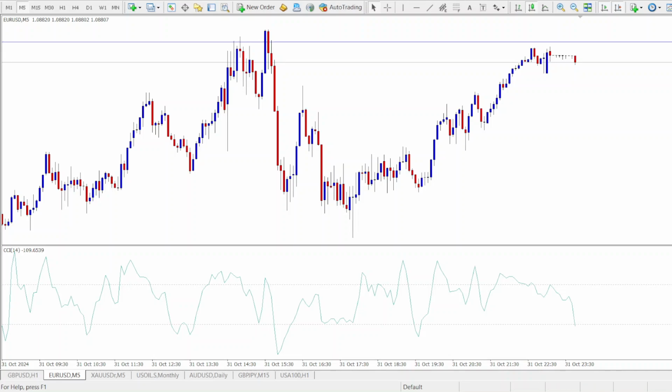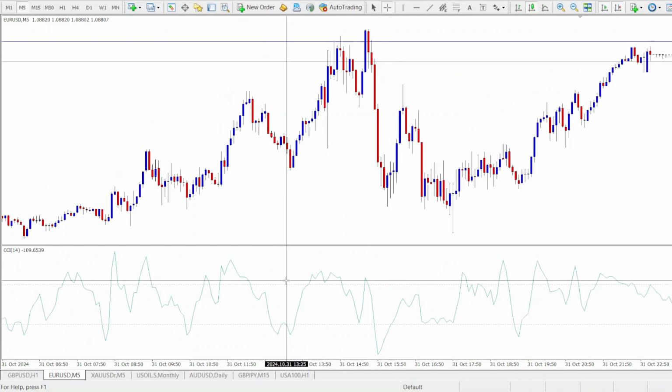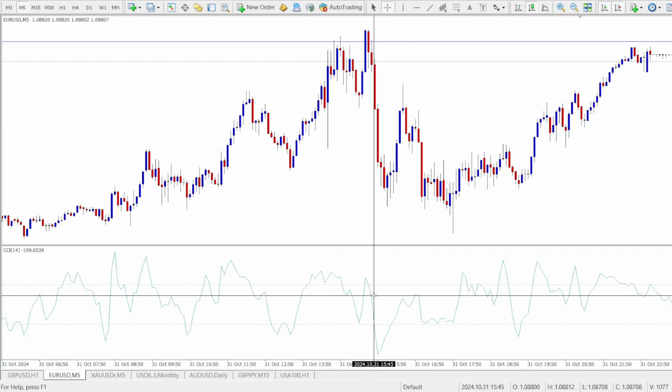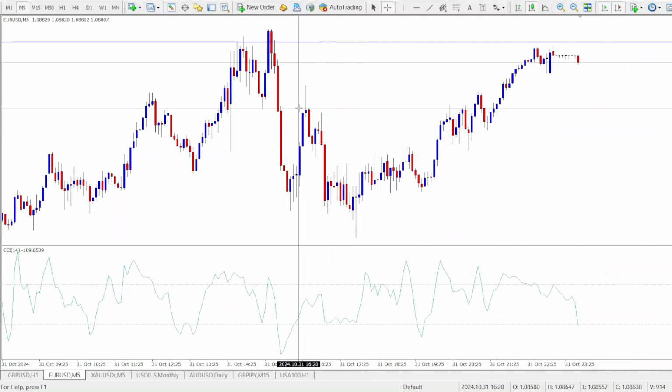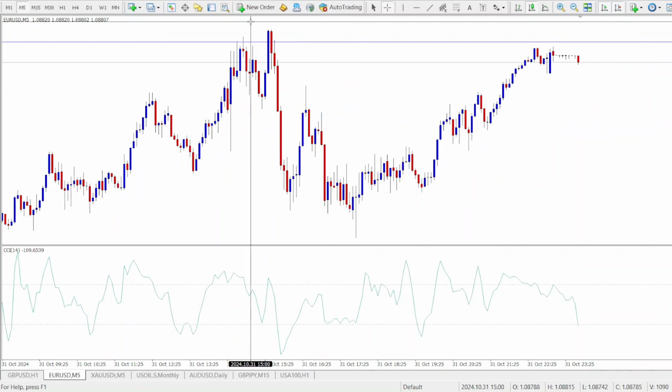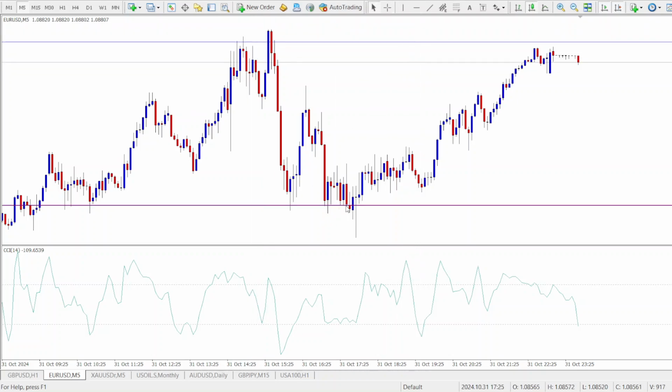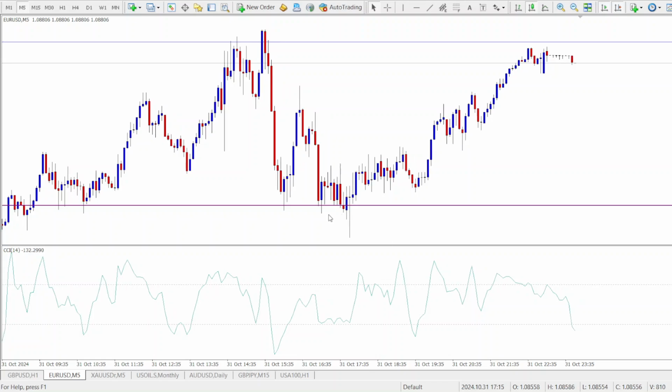Now, one of the most important aspects of scalping with the CCI is risk management. Since scalping involves quick trades, always use stop losses. For example, when you enter a sell trade, let's say the CCI has given us a signal around here. Try as much as possible to set your stop loss just right above the swing high. That's going to be an appropriate place to set your stop loss. Then as for your take profit, you can use the nearest support zone to determine your exit.